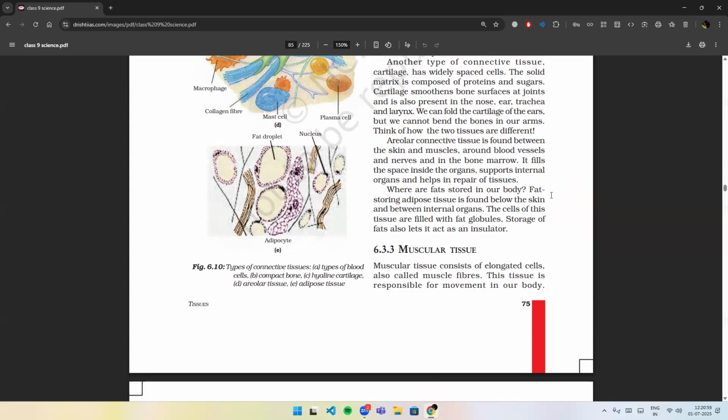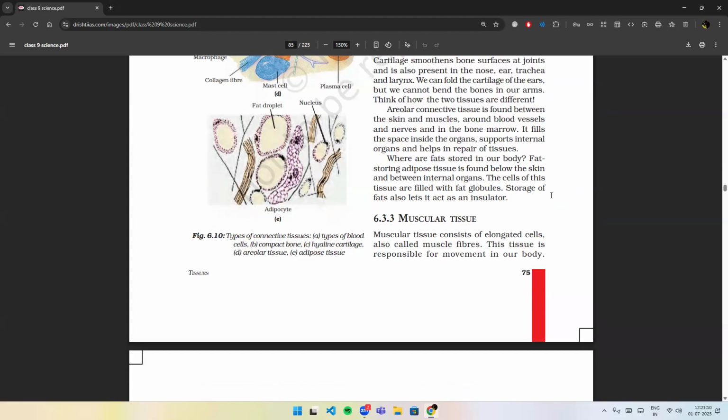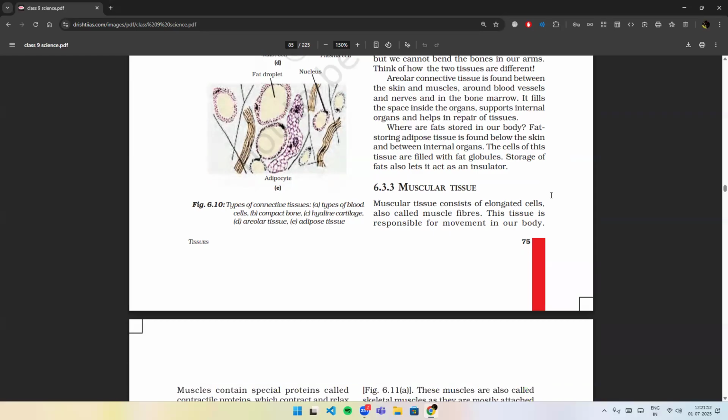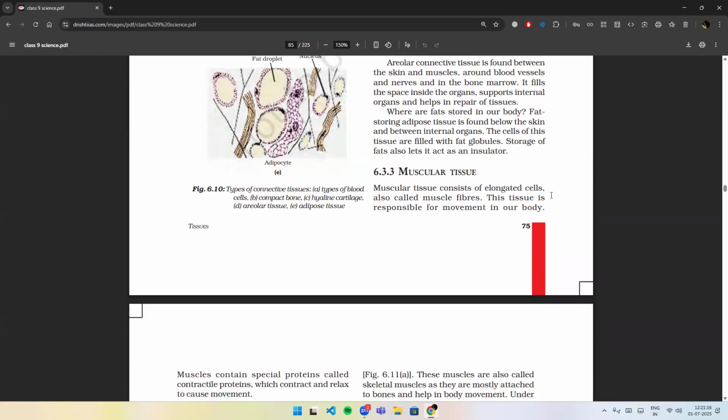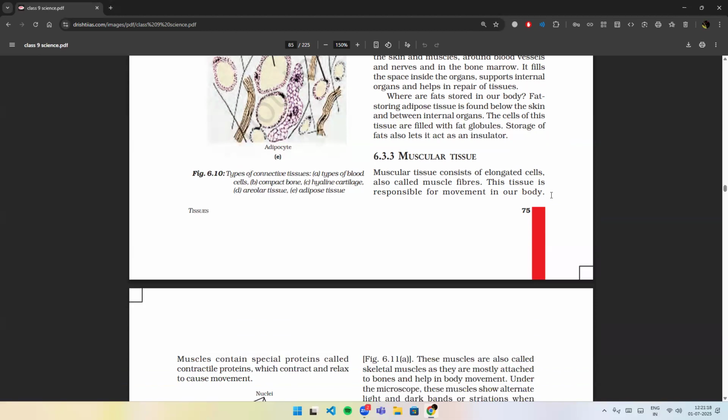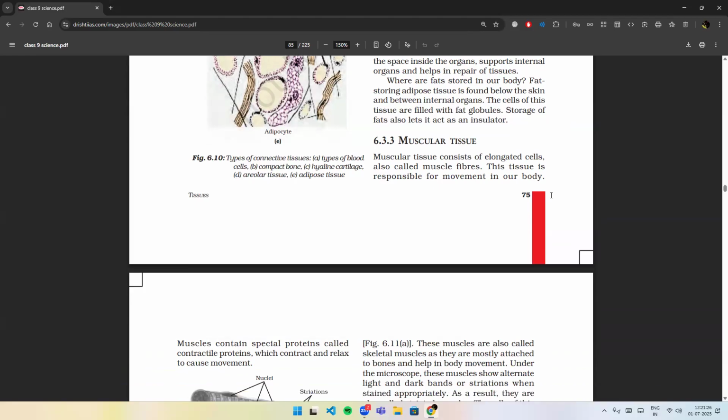Areolar connective tissue is found between the skin and the muscles, around blood vessels and nerves, and in the bone marrow. It fills the space inside the organs, supports internal organs, and helps in repair of tissues. Where are fats stored in our body? Fat-storing adipose tissue is found below the skin and between internal organs. The cells of this tissue are filled with fat globules. Storage of fats also lets it act as an insulator.